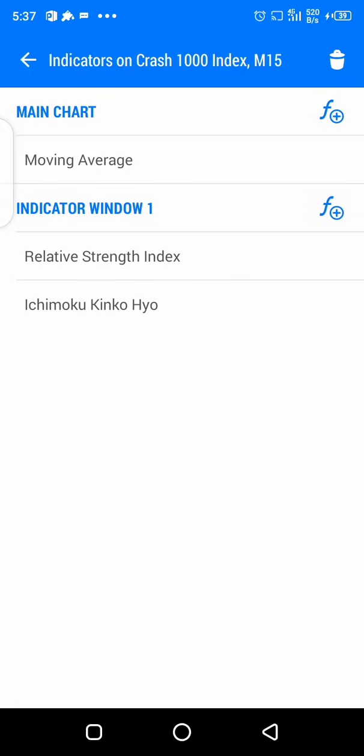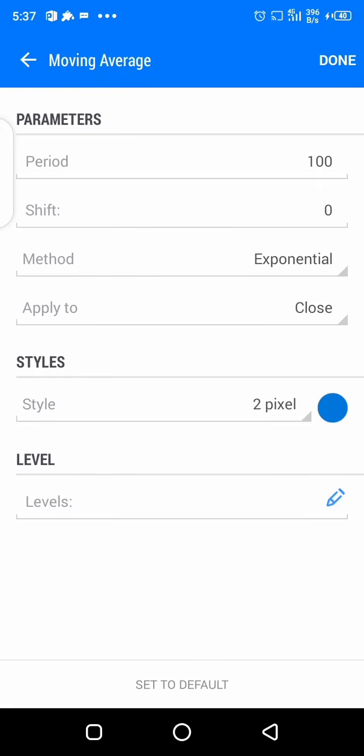Okay, so this is it. I have RSI, I have Ichimoku under the indicator window one. I have moving average. Okay, so I need to add. Let me show you guys this moving average, the settings. I have the parameters here. We have the period 100, shift is 0, method is exponential, apply to close, style is to pixel.